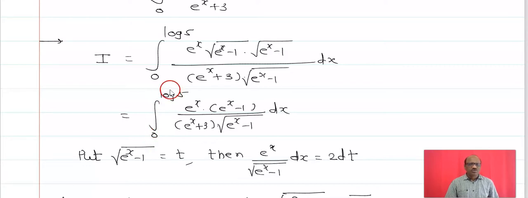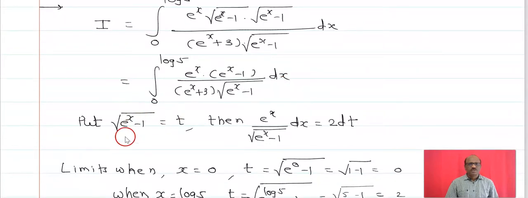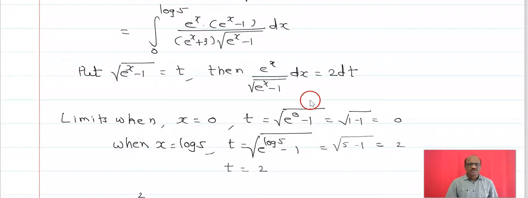That integral 0 to log of 5 of e raised to x root of e raised to x minus 1, into root of e raised to x minus 1. Its product is e raised to x minus 1 upon (e raised to x plus 3) into root of e raised to x minus 1, dx. Now substitute here root of e raised to x minus 1 is equal to t. Then its derivative, that is e raised to x upon 2 under root of e raised to x minus 1 dx, is equal to dt.